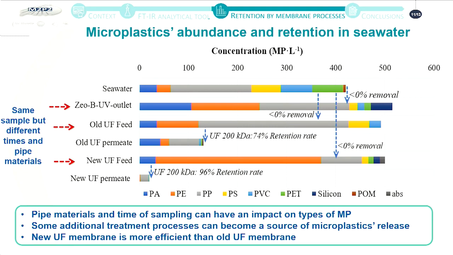And if we look at the ultrafiltration at the end of the line, you can see that the new UF membrane seems to remove microplastics better than the old UF, probably also because of degradation of plastic pipes of the pilot plant or permeate pipes.